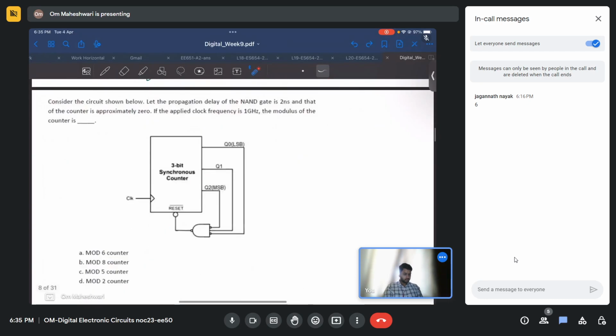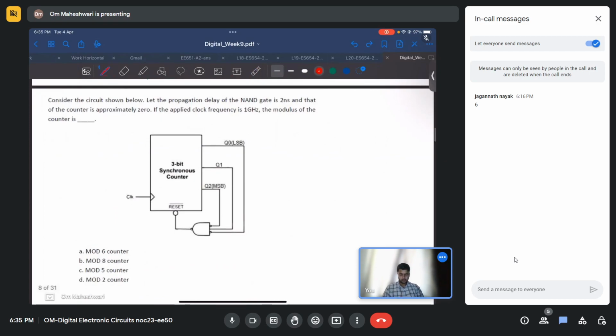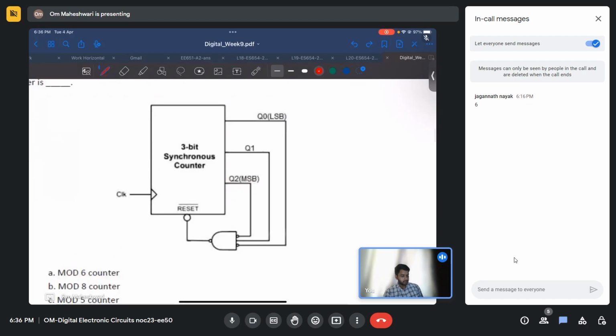So now let's see the next question. Consider the circuit shown below: the propagation delay of the NAND gate is 2 nanoseconds and that of the counter is approximately 0. If the applied clock frequency is 1 gigahertz, the modulus of the counter is? Okay, so first of all, what is this reset?